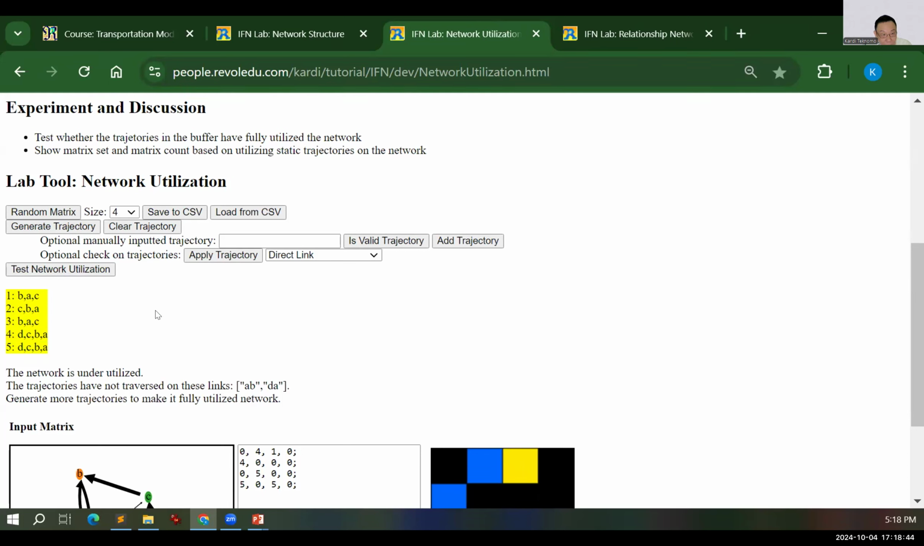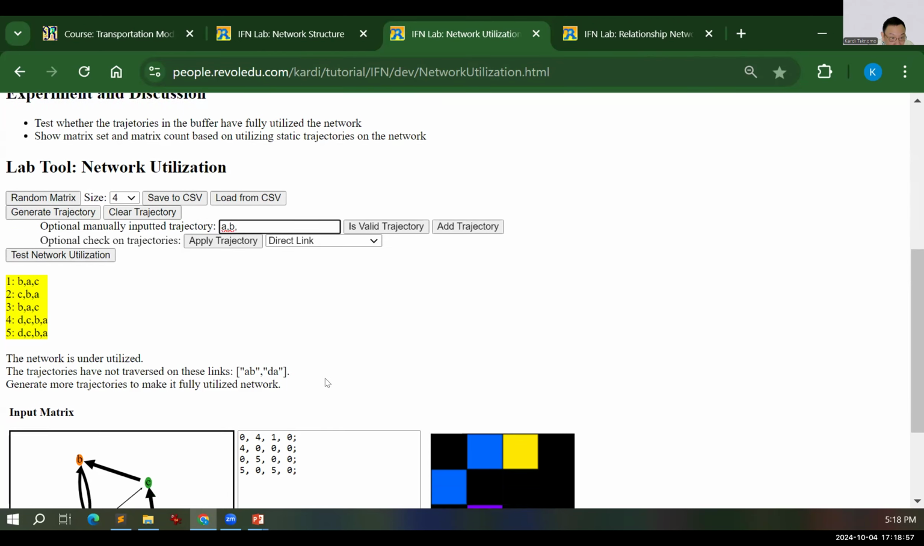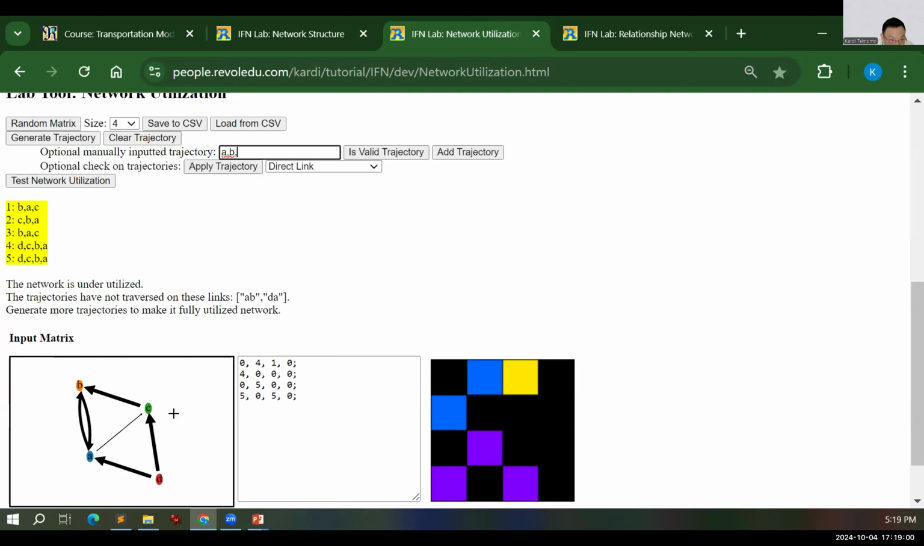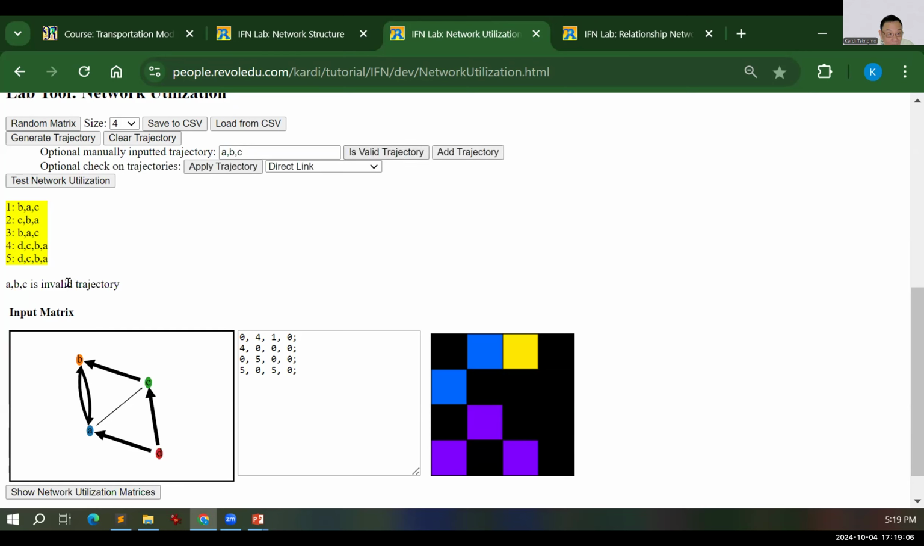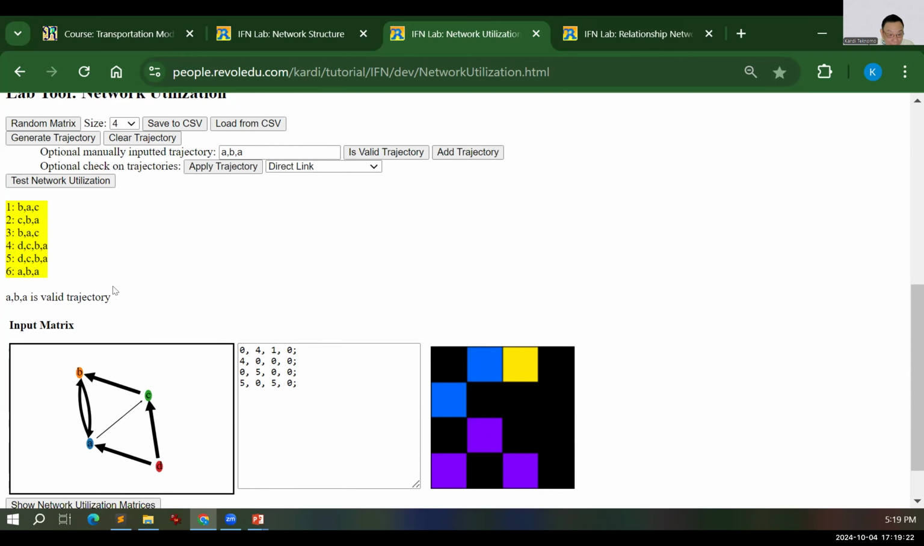If you don't like to generate more trajectories, you can manually set your trajectory here. For example, A, comma B, comma whatever. Is it possible from A to B to C? Let's test if A to B to C is valid. It is not valid, so you cannot use this. From A to B, you can only go back to A. So test. Yes, this is a valid trajectory, so you can add. Is it clear?